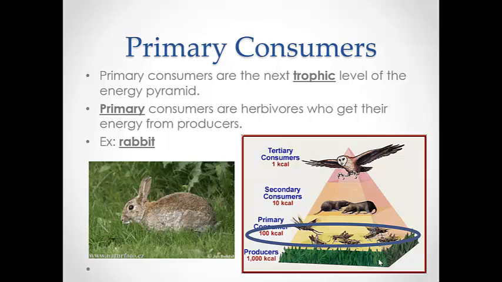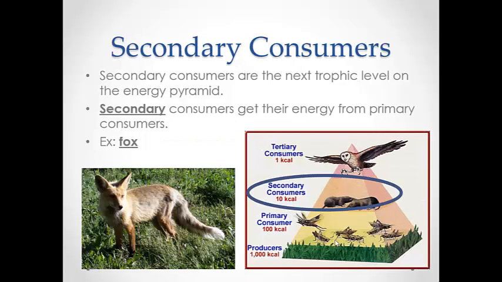Above producers are primary consumers. Primary consumers are the next trophic level of the energy pyramid. They're herbivores that feed on producers for their energy. An example would be like a rabbit that feeds on grass and shrubs in order to get energy. As you can see on the energy pyramid, the primary consumers are the level above, or the trophic level above, producers.